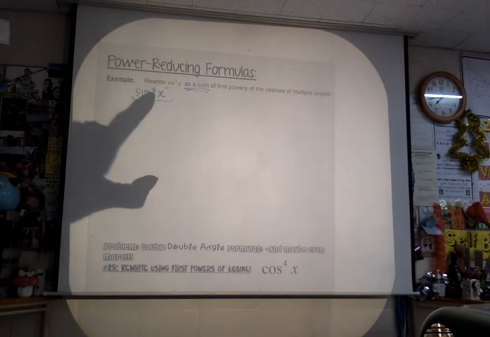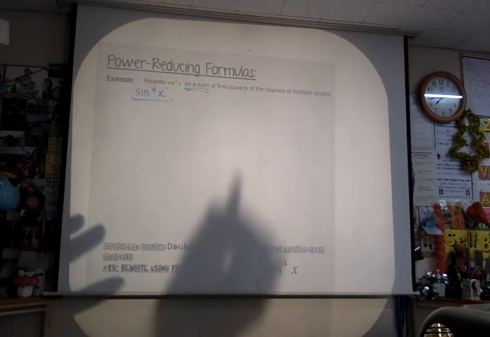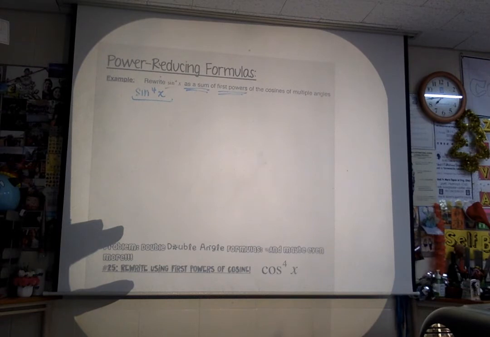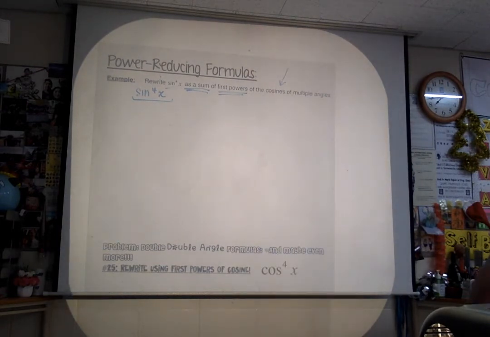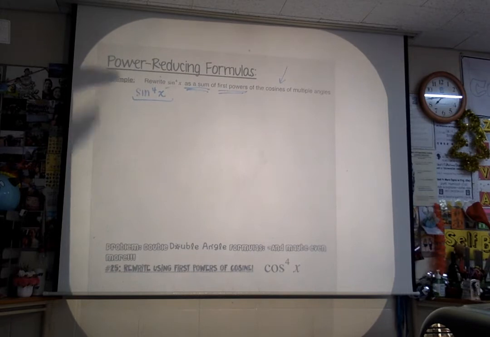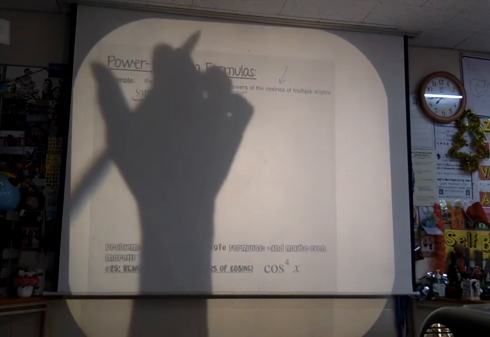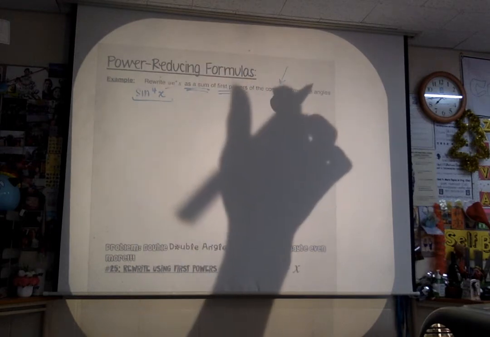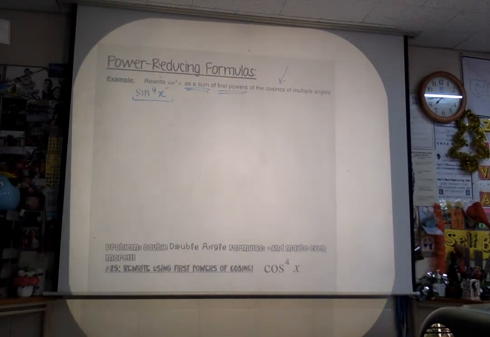Right now, this is a power, right? So we're going to reduce that power to first powers of cosines of multiple angles. This one sounds a little bit more interesting, right? Sine to the 4th of x as a sum of first powers. Right now, it's a power. We're going to reduce it, but we're going to only have cosines in our answer. I'm going to be honest with you, this one's going to take a while, okay?